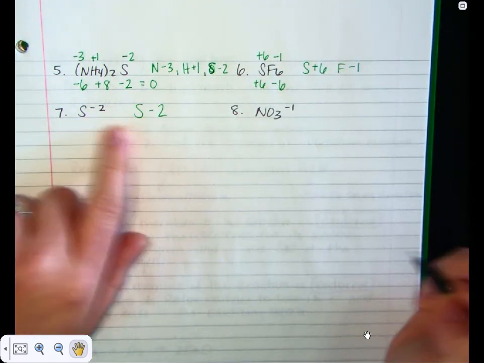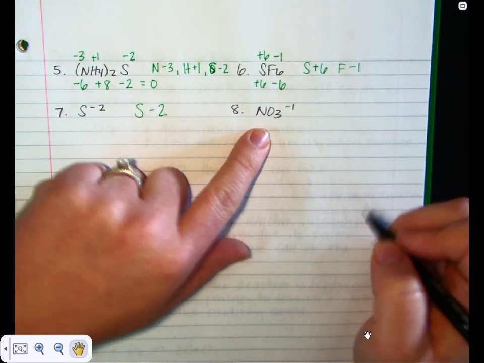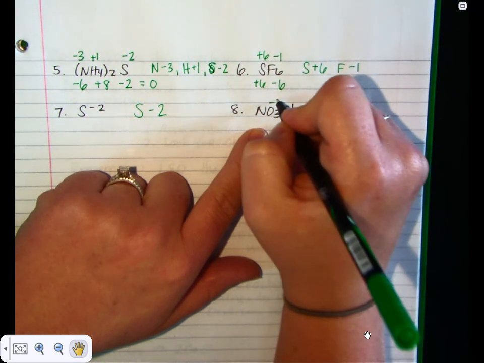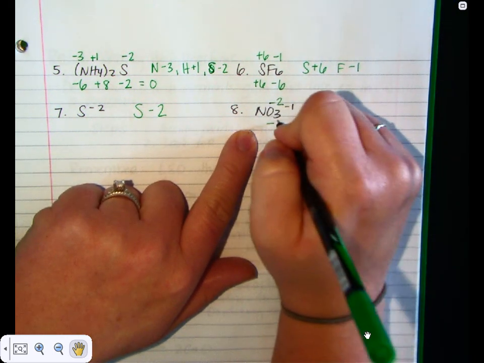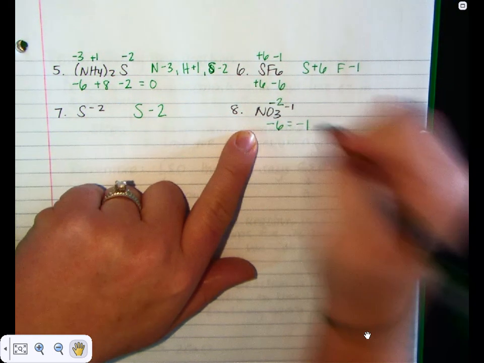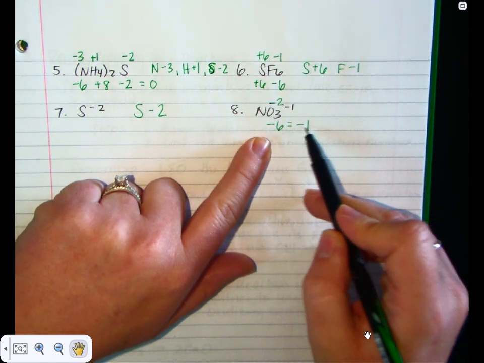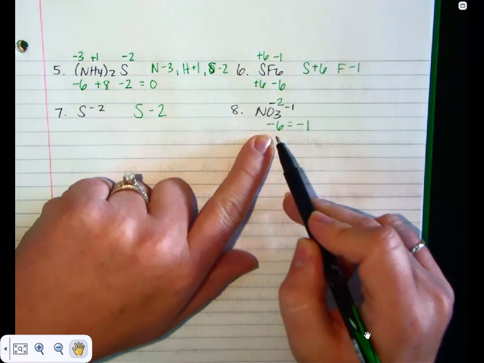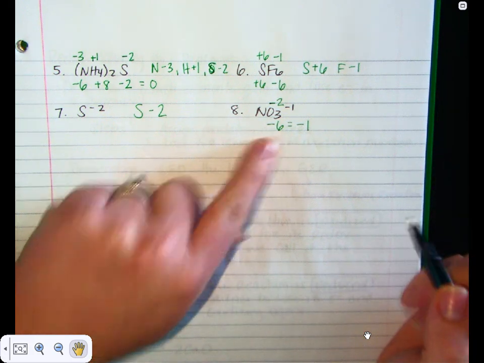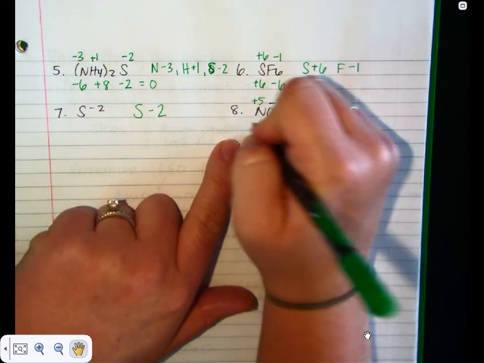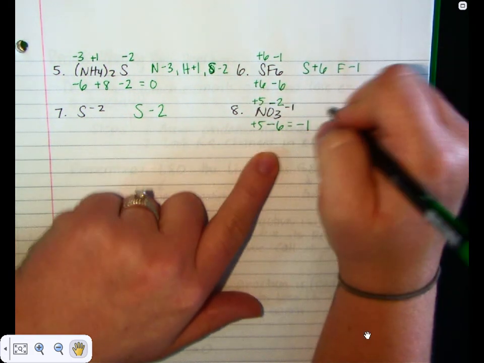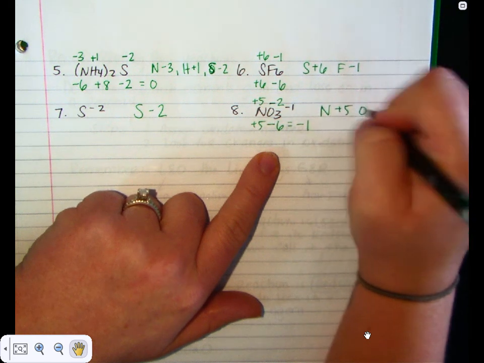All right. And then our last one here, NO3. So the oxygen -2. That makes this -6. I need my overall charge here to be -1. So what do I have to make the nitrogen in order for this to be -1? If I'm already sitting at -6, then this is going to have to be +5. So +5 and -6 equal -1. N +5, O -2.